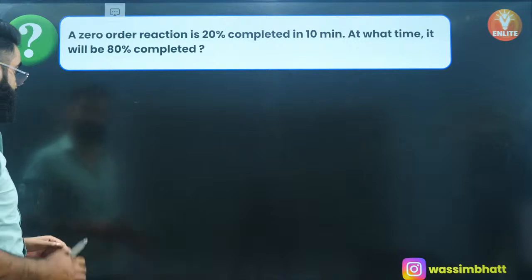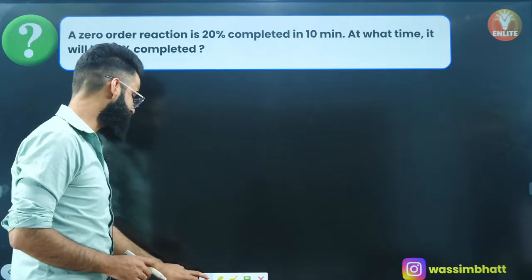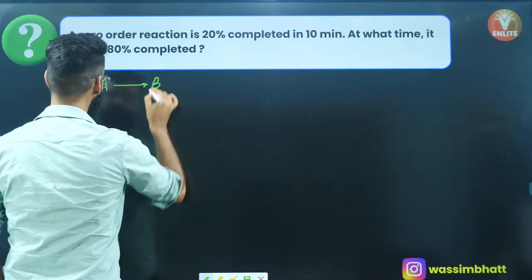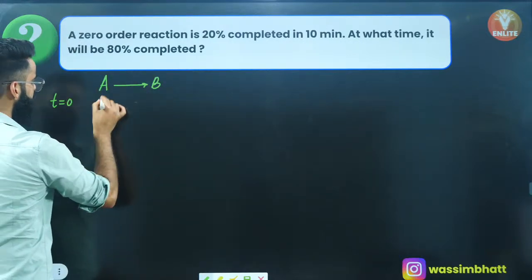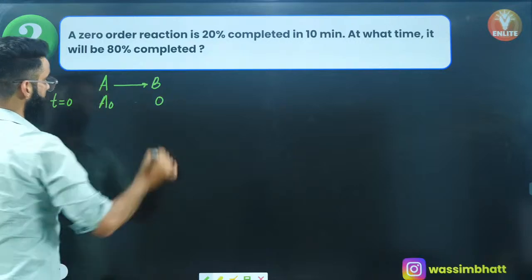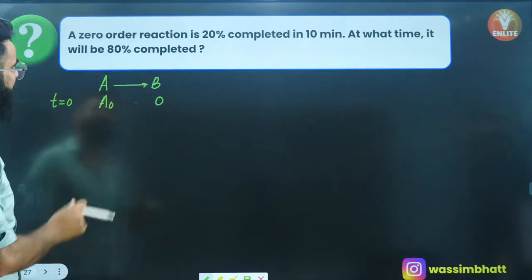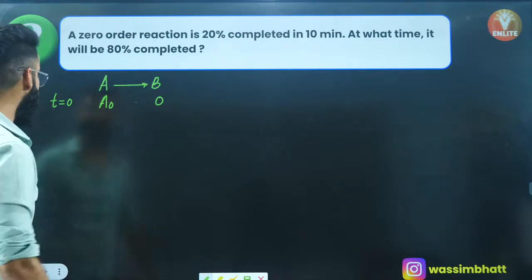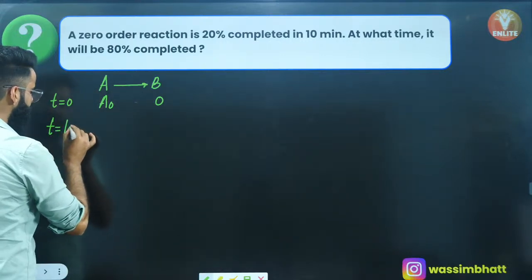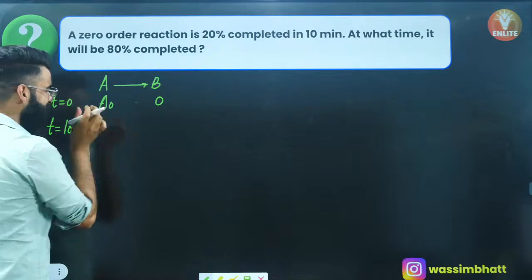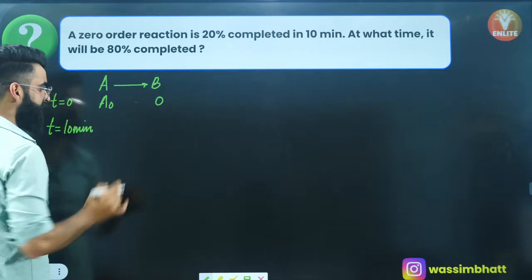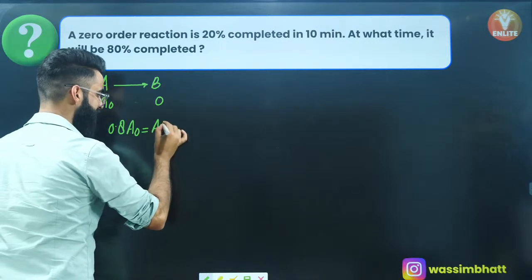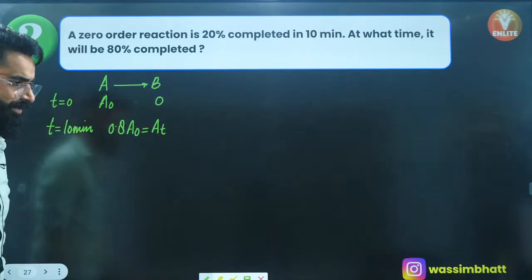Have a look. The question says that we have got the reaction, for example, A gives B. Let's say at time t equal to 0, the initial concentration of reactant is A naught. As per the question, a zero order reaction is 20% completed in 10 minutes. So after 10 minutes, 20% of the reaction got completed. That means 80% of the reactant will still be left in the container. So 0.8 A naught is going to be the concentration of reactant left in the container after time t equal to 10 minutes, right?